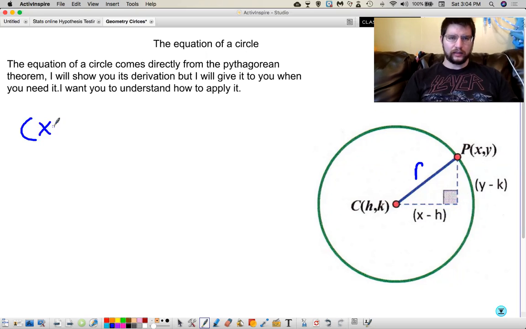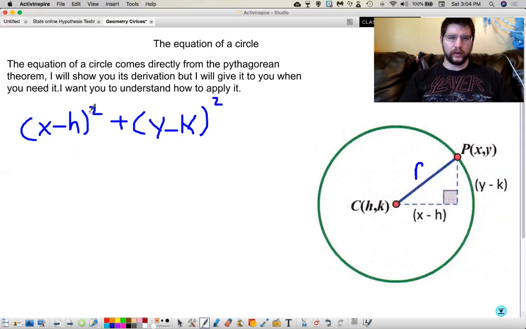So it's x minus h squared plus y minus k squared: first leg squared, second leg squared, a squared plus b squared equals c squared, which in our case will be r squared. This is like our a and our b and our c for the Pythagorean theorem. This is the equation of a circle. So this is what we're going to use.